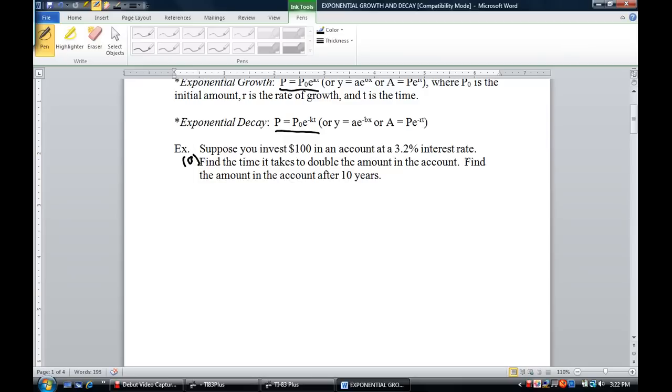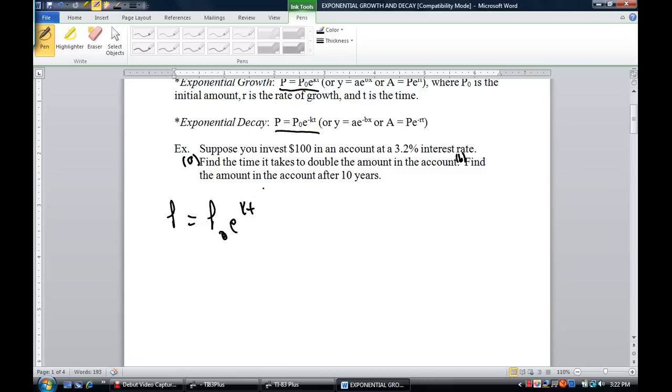Now I can't use the compound interest formula because it doesn't say it's compound interest, so I won't know what n is. So I'm going to use P equals P sub 0 e to the kt. It's like the compound continuous problem. That's what we're going to assume. So we're going to assume all these are exponential growth and decay problems.